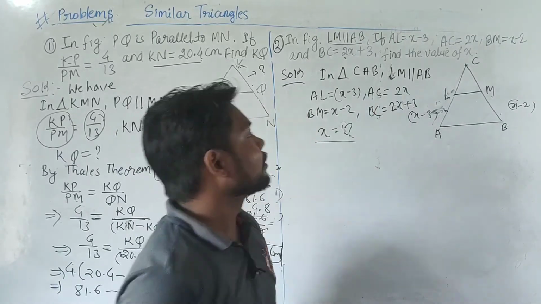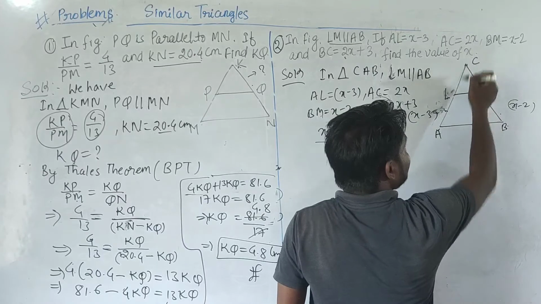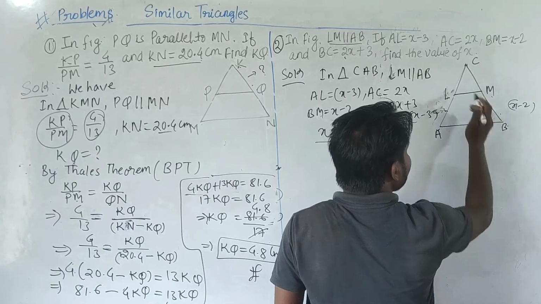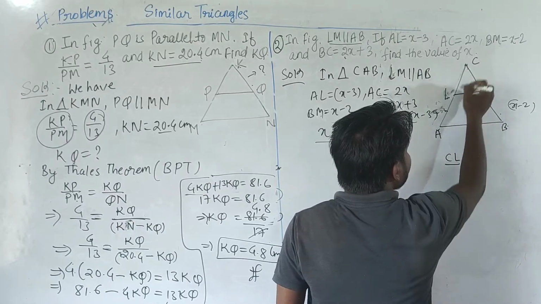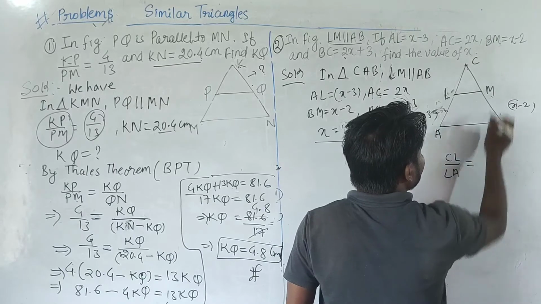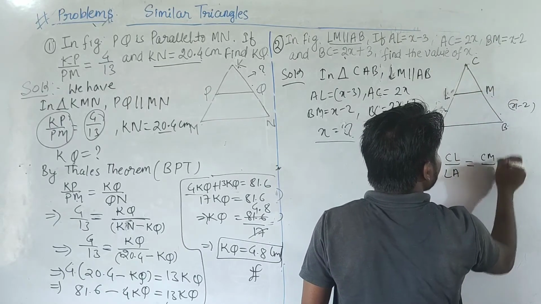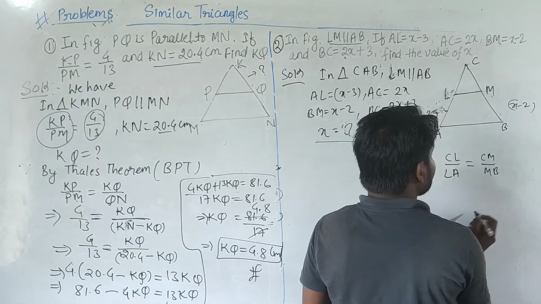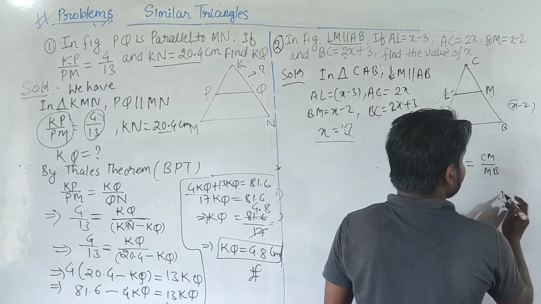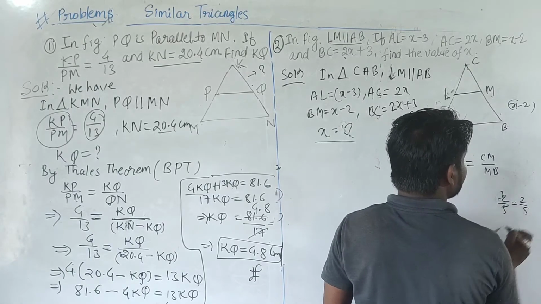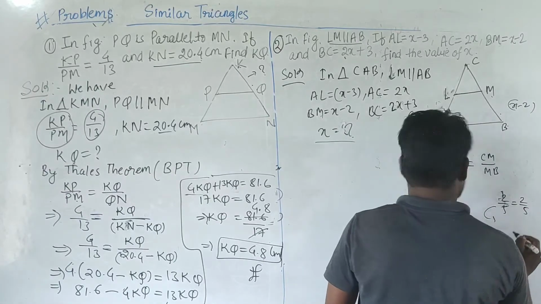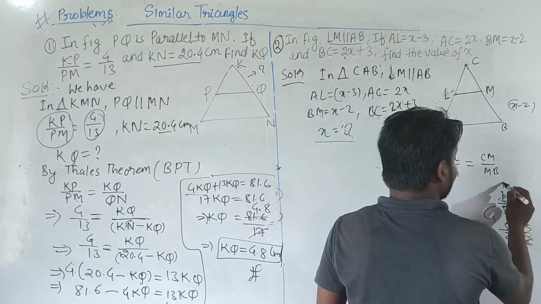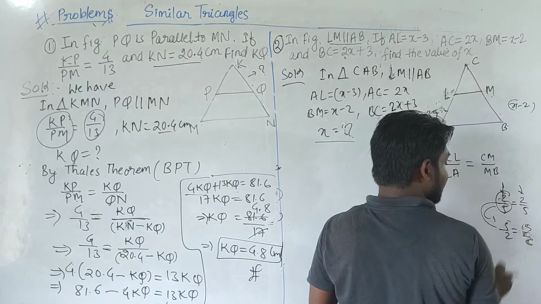According to Thales theorem, or the basic proportionality theorem, in triangle CAB, if LM is parallel to CB, then CL by LA will be equal to CM by MB, or you can write BM here. Now, if 2 by 5 is equal to 2 by 5, then 5 by 2 must be equal to 5 by 2. If both terms are equal, then their reciprocals will also be equal.